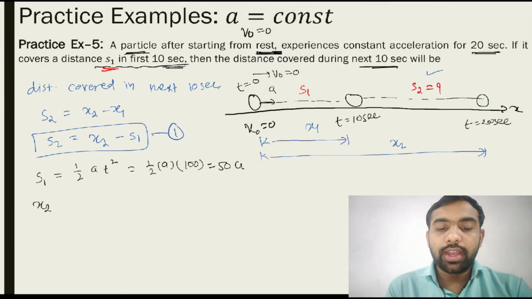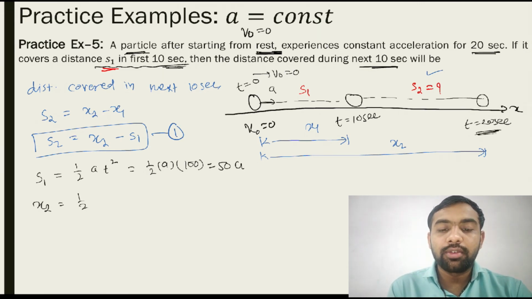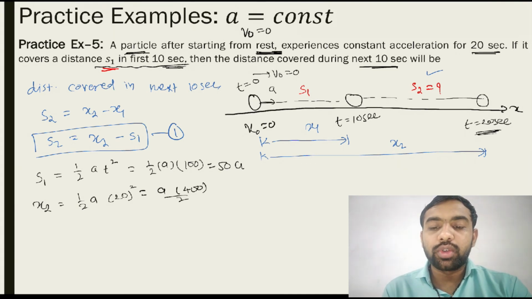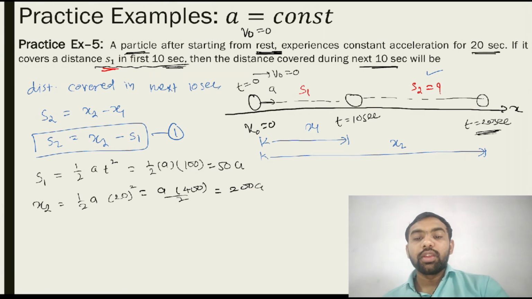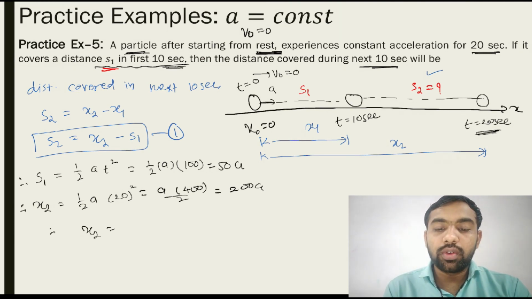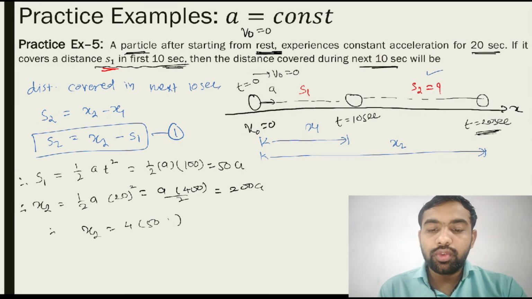And what is X2? X2 total time is how much? 20 seconds. So X2 is equal to 1/2 A 20 square. So what is the answer? A into 20 square, 400 upon 2. So the answer is 200A. So 50A means S1. So what is X2? X2 is equal to 4 into 50A. 50A means X1. So our answer is, X2 is equal to 4S1.